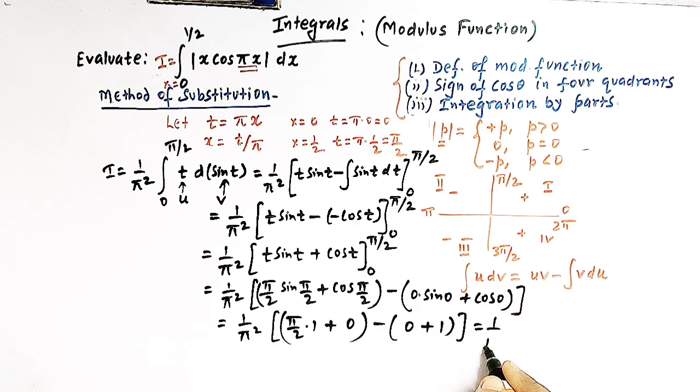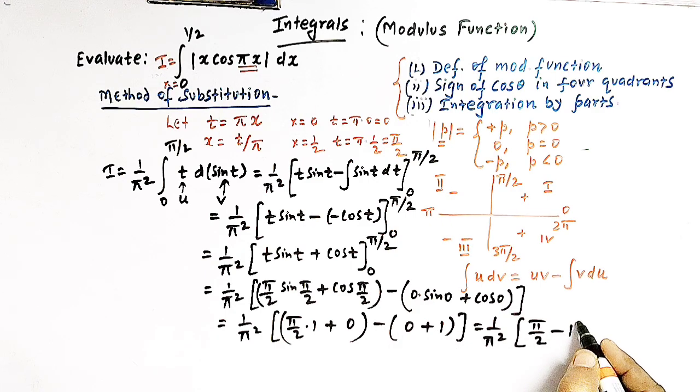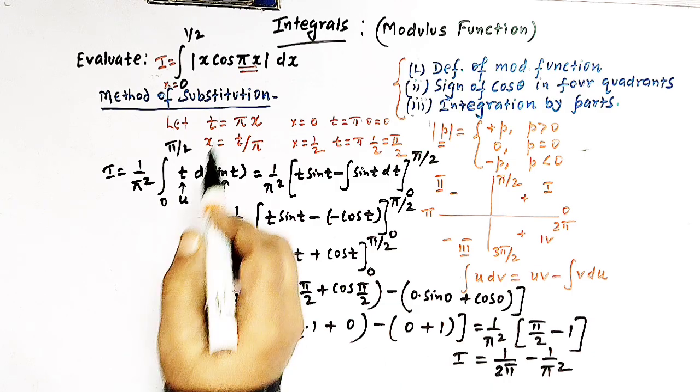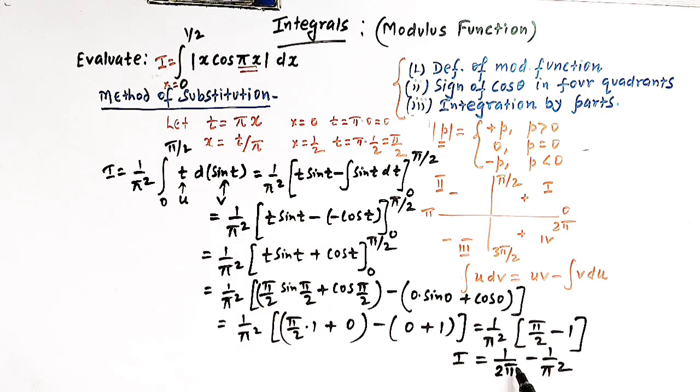So now we have 1 over pi square, and here we have simply pi over 2, and here we have simply minus 1, right? Okay, so now multiplying these two terms by 1 over pi square, we have simply 1 over 2 pi, and here we have minus 1 over pi square, right? So viewers, the value of this integral is equal to 1 over 2 pi minus 1 over pi square.